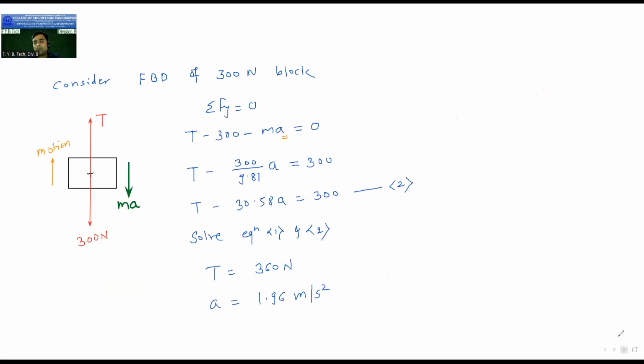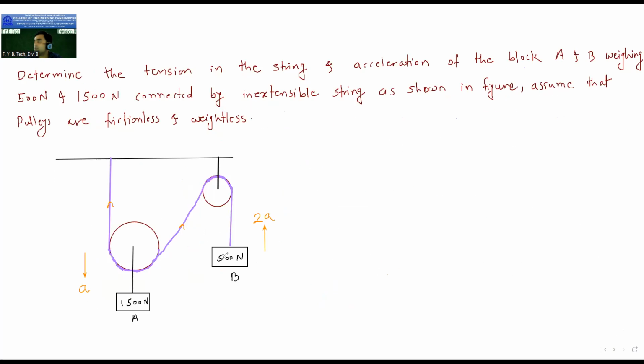But this is the complex pulley system. This is called a chain pulley system. So in this system, if this heavier pulley comes down by the acceleration A, it will come down like this. Then the lighter weight pulley will move upward with the acceleration 2A.